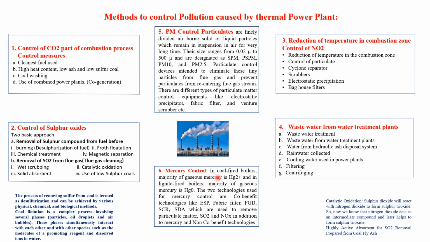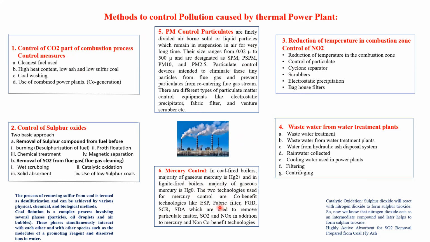Mercury control. In coal fired boilers, the majority of gases having mercury are liberated, and in lignite fired boilers, the majority of gases have mercury as HgO. The two technologies used for mercury control are co-benefit technologies like ESP, fabric filter, FGD, SCR, SDA. Not to worry about all this. We are going to study this ESP. We have already studied it. Again, in brief, I will explain about this ESP.